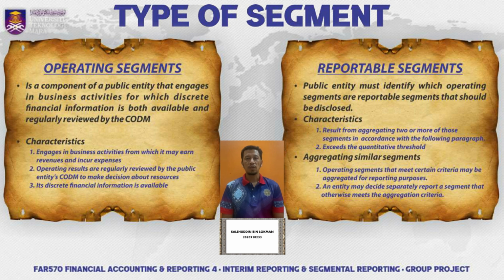Second one is reportable segment. A public entity must identify which operating segments are reportable segments that should be disclosed. Characteristics: it results from aggregating two or more of those segments in accordance with the following paragraph, and it exceeds the quantitative threshold, and aggregating similar segments.